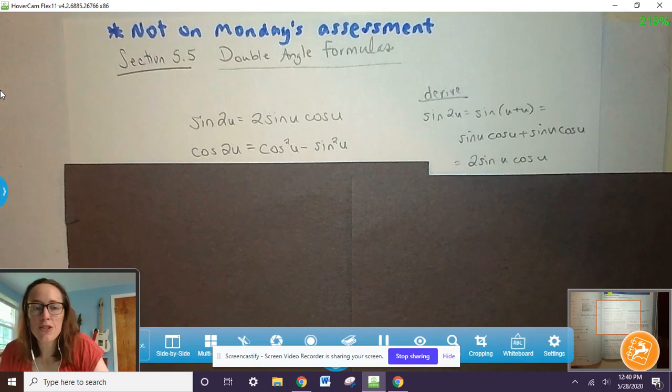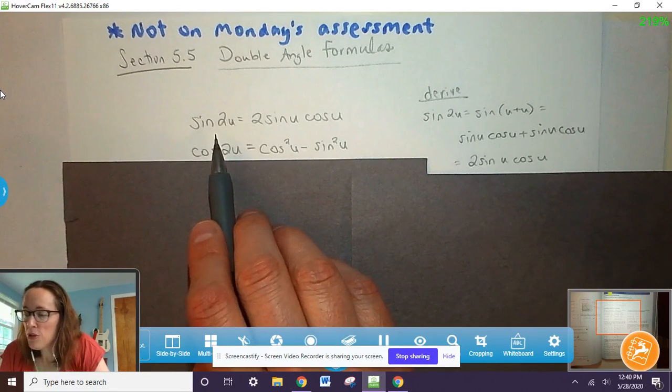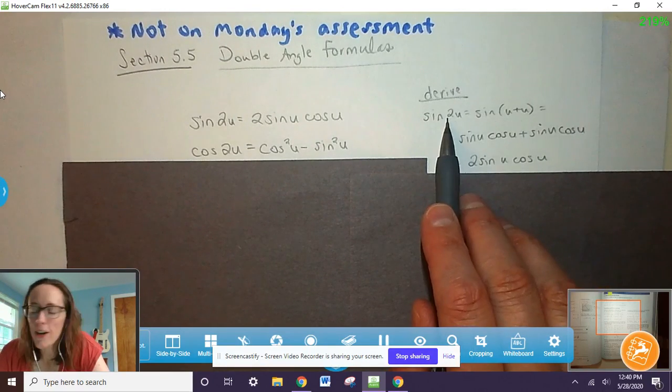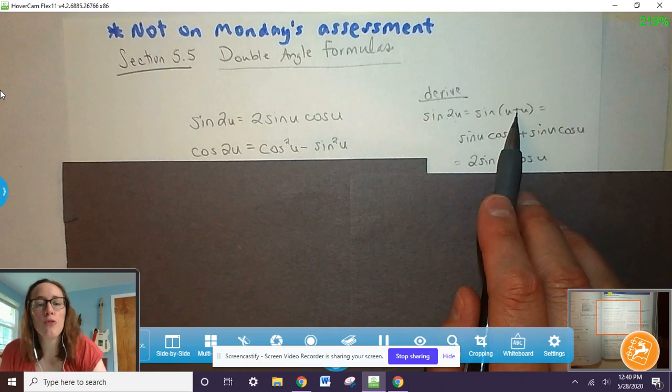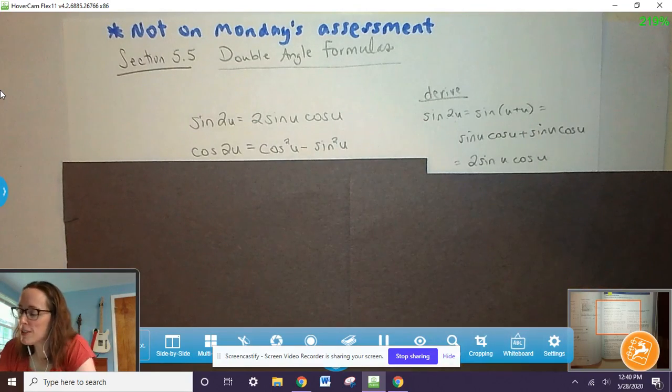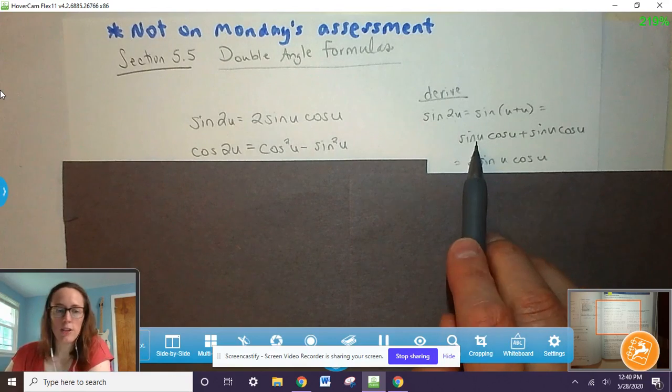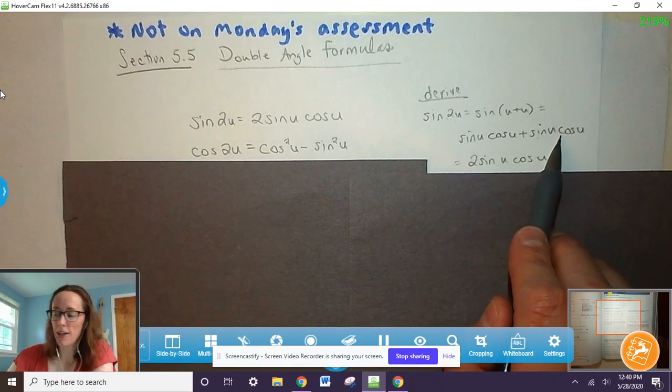So here's where the sine 2u formula comes from. 2u is equivalent to u plus u, because u plus u is 2u. So if you rewrite 2u as u plus u, you can use the formula from section 5.4 to expand and make it sine u cos u plus sine u cos u, and that gives you 2 sine u cosine u.